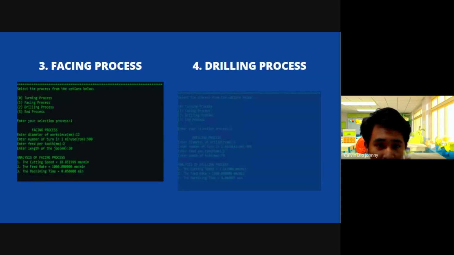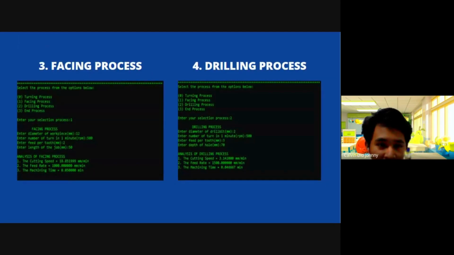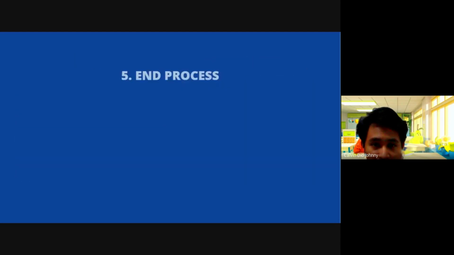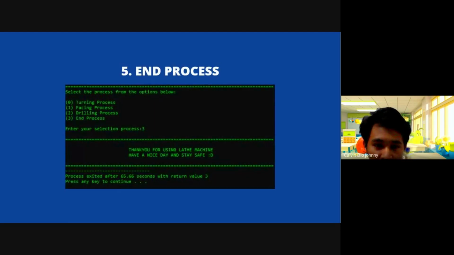Here is the result for the facing process. We choose 1 for the facing process, then we enter the values of all the properties and it will show the analysis. Same as drilling, we choose 2 for drilling and we enter the values of properties. It will show the analysis of the process. And the last one, if we want to end the process, we just need to press 3 and it will appear, thank you for using the Lathe machine and have a nice day and stay safe.